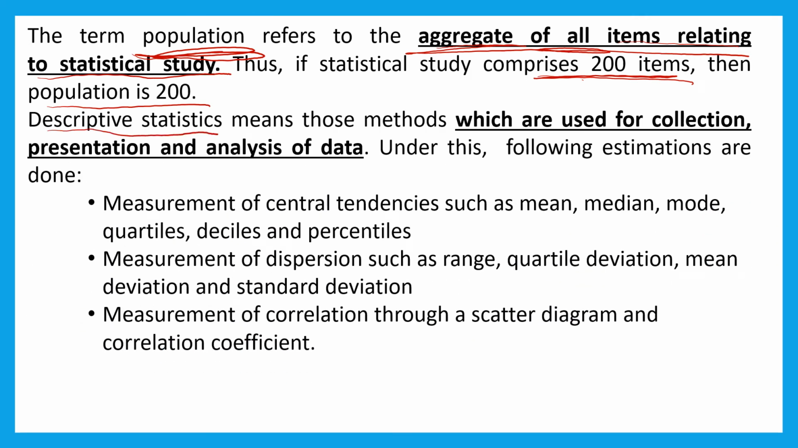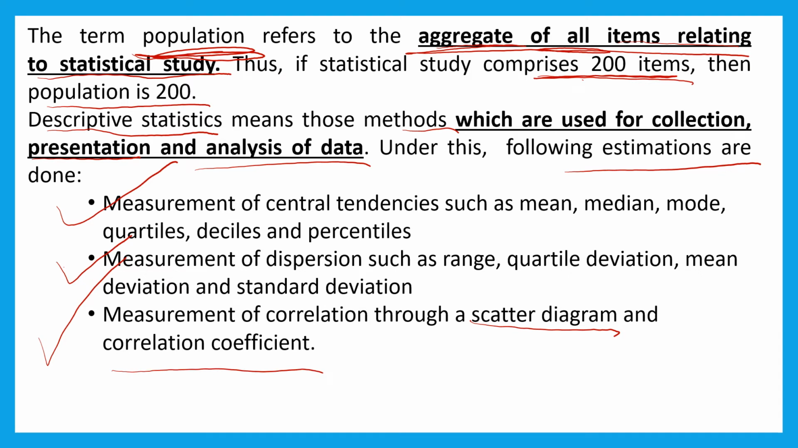Descriptive statistics means the methods which are used for the collection, presentation and analysis of data. We use measures of central tendency such as mean, median, mode, quartiles, deciles, percentiles, etc. And we use measures of dispersion such as range, quartile deviation, mean deviation, standard deviation, etc. Next one is measurement of correlation. Here you can measure the correlation, the relationship between variables, with the help of a scatter diagram or correlation coefficient.